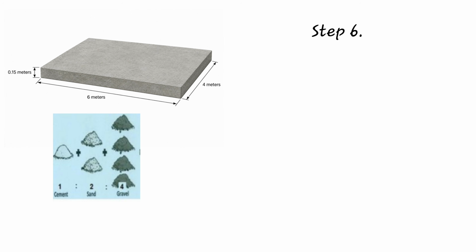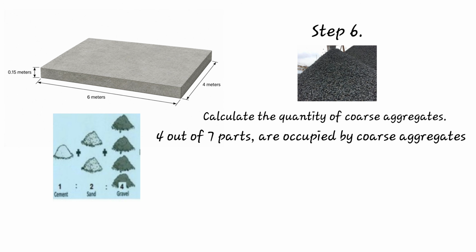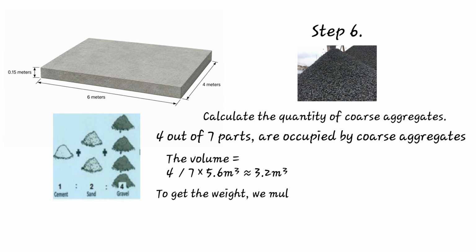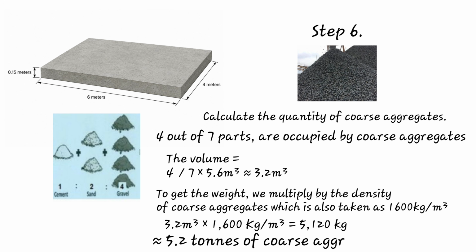Step 6. Calculate the quantity of coarse aggregates. 4 out of 7 parts are occupied by coarse aggregates. The volume equals 4 divided by 7 times 5.6 cubic meters, which gives approximately 3.2 cubic meters. To get the weight, we multiply by the density of coarse aggregates, which is also taken as 1,600 kilograms per cubic meter. 3.2 cubic meters times 1,600 kilograms per cubic meter gives us 5,120 kilograms, which is approximately 5.2 tons of coarse aggregates.